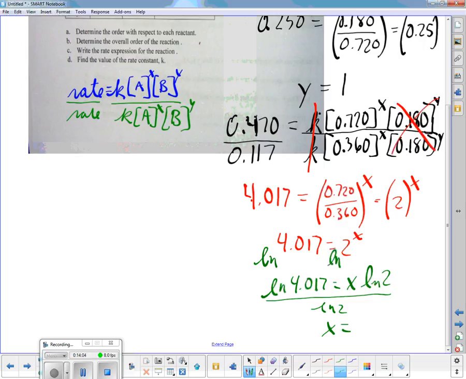Wait, so how do you put that in your calculator though? So you just do ln of 4.017, get an answer, and then use parentheses. You can show this part that we've got up here. And then you divide it by parentheses ln of 2.